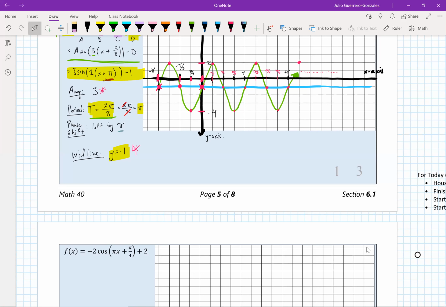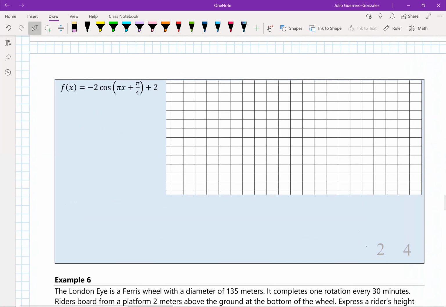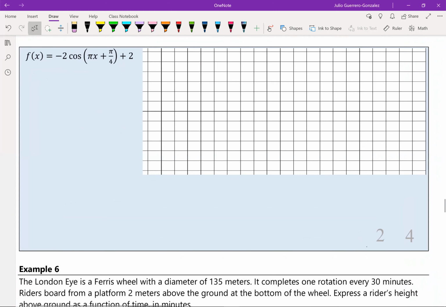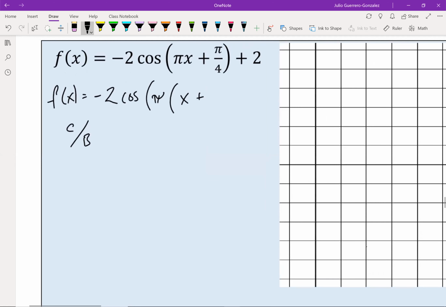Okay, so let's try this out. The first thing that I think I told everybody to do from the previous problem is rewrite this as negative 2 cosine of pi x plus. So I need to do c divided by b. In our case, it's going to be pi over 4 divided by pi, and that reduces down to 1/4. So this is going to be pi plus 1/4 plus 2. So now we get to use this.